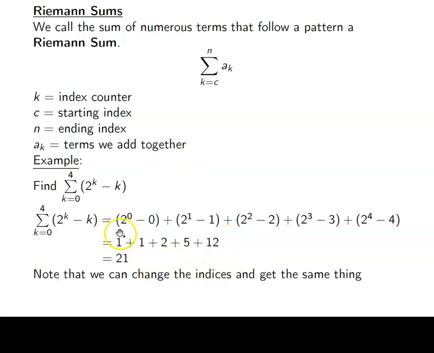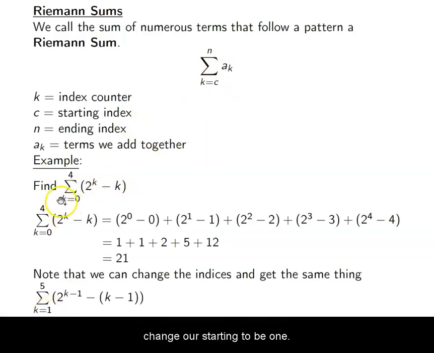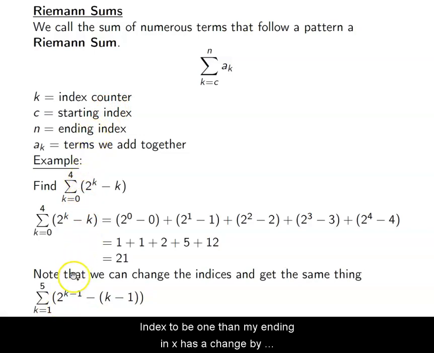Okay, so one thing that's neat about summations is that we can change the starting index and the ending index if we change the subscript k term, and we can have the exact same summation, right? So here, let's say that we change our starting index to be 1, okay? If I change my start index to be 1, then my ending index has to change by 1 also. So instead of from 0 to 4, I'll go from 1 to 5.